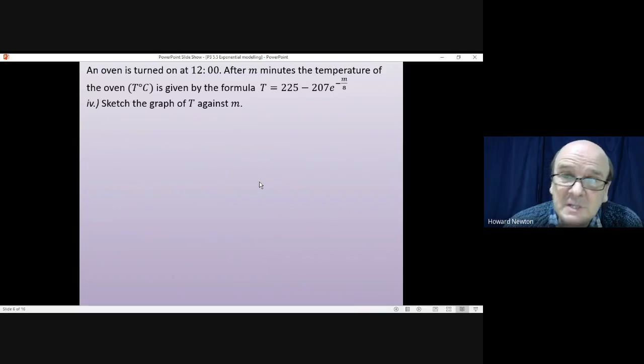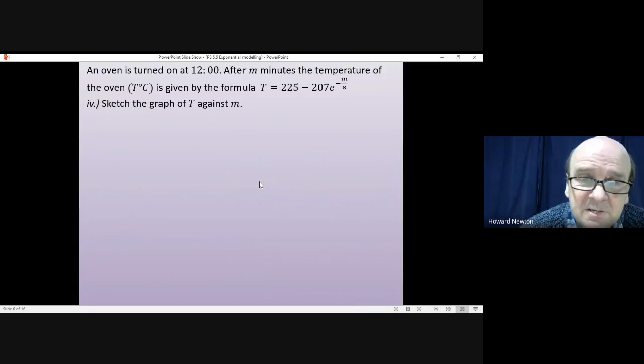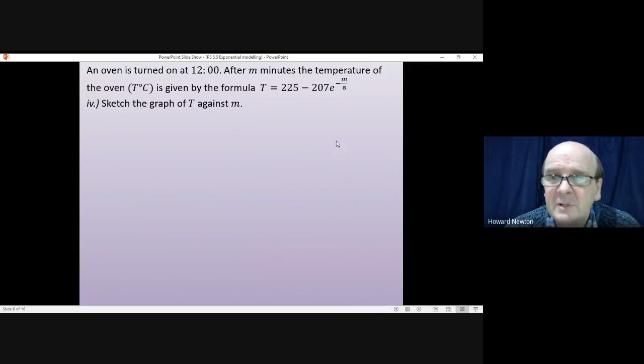Now the fourth question is a little bit tricky. They ask us to sketch the graph of this exponential function, but it is a complicated exponential function. The first thing is that t will be like y, it's the dependent variable, and m will be like x, the independent variable. So t will go on the y-axis, and m will go on the x-axis. I would not try to sketch all of this in one go. I would build it up step by step, because it's quite tricky to do it all in one go.